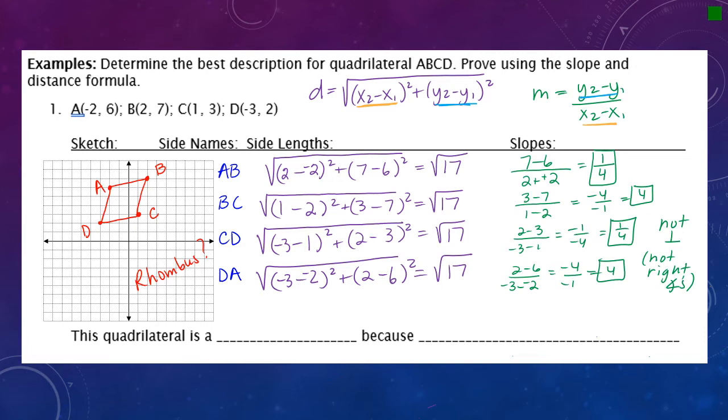So my final answer, this is a rhombus because it has 4 equal sides and my adjacent sides are not perpendicular.